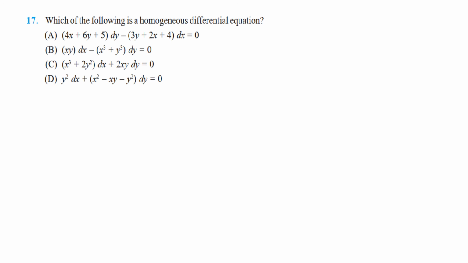Question number 17, which of the following is a homogeneous differential equation? So see here, we just need to check that the degree of the terms is the same throughout. When we convert it to the form of dy by dx, taking it to the other side, it will be 3y plus 2x plus 4 upon 4x plus 6y plus 5. So you can find that here a constant term is there, so it cannot be a homogeneous differential equation, right? No doubt y has power 1 here and x has power 1 here, but a constant is there, so it is not a homogeneous differential equation.